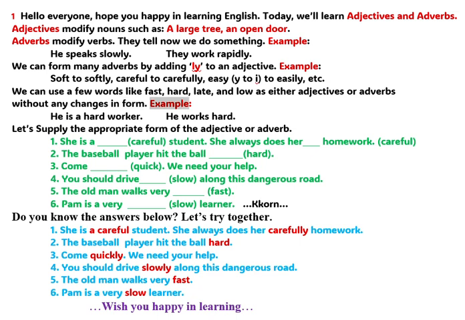Example: he is a hard worker. He works hard. Let's supply the appropriate form of the adjective or adverb. 1. She is a careful student. She always does her homework carefully. 2. The baseball player hit the ball hard.